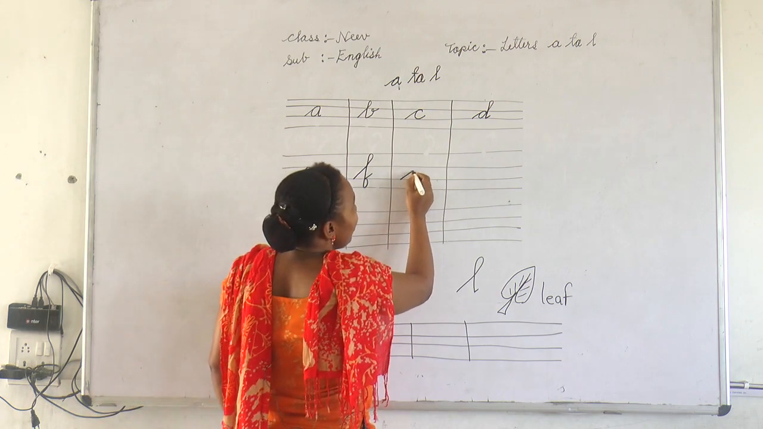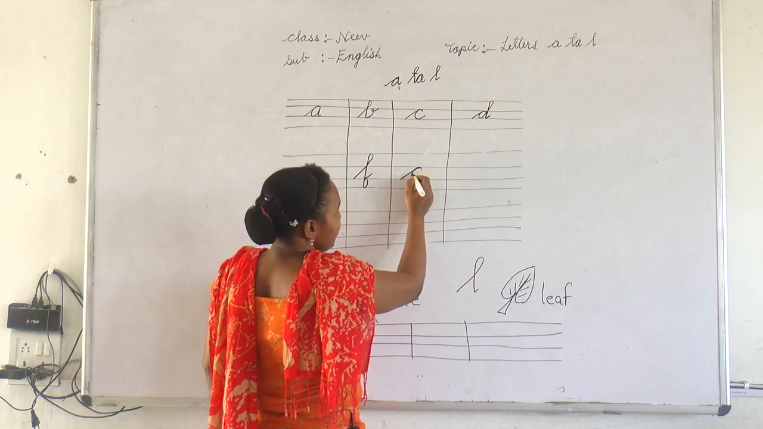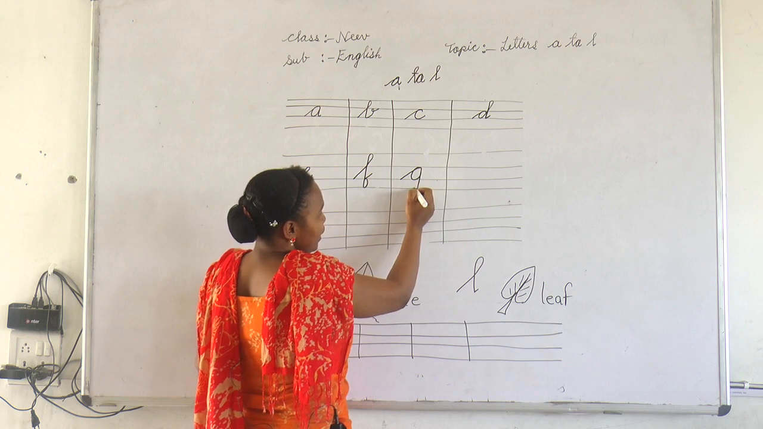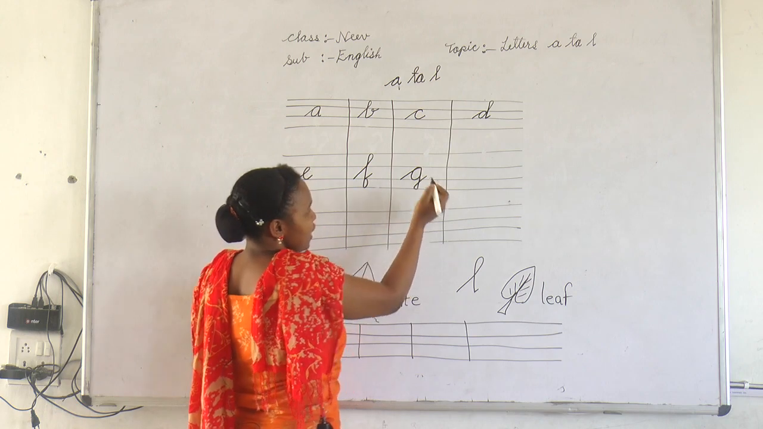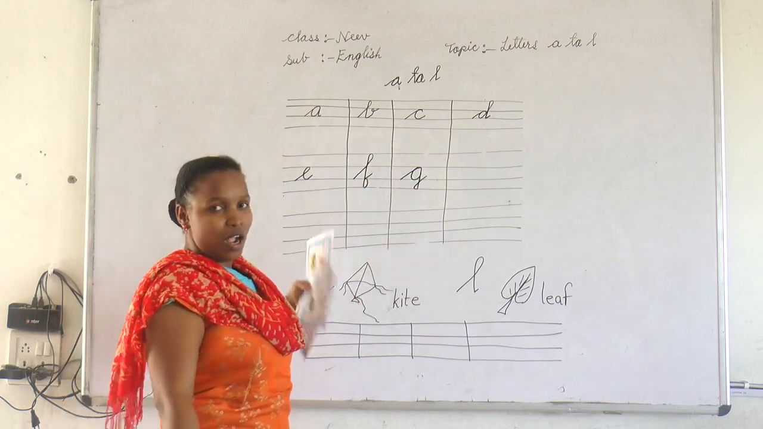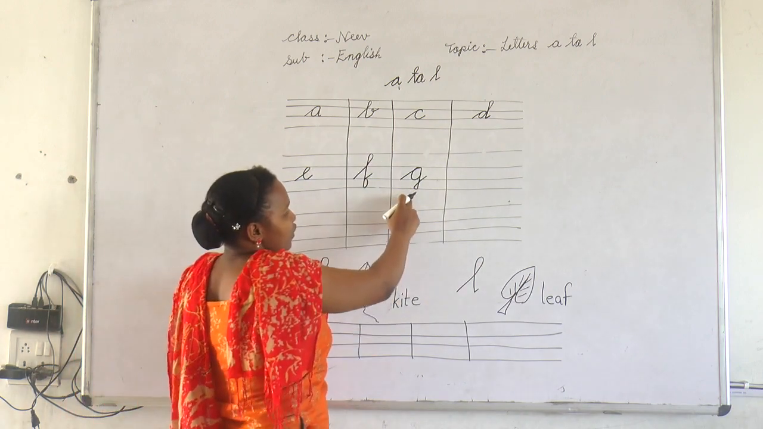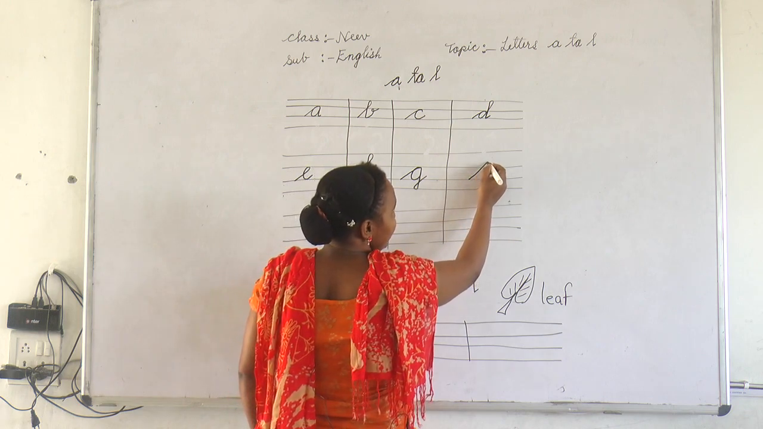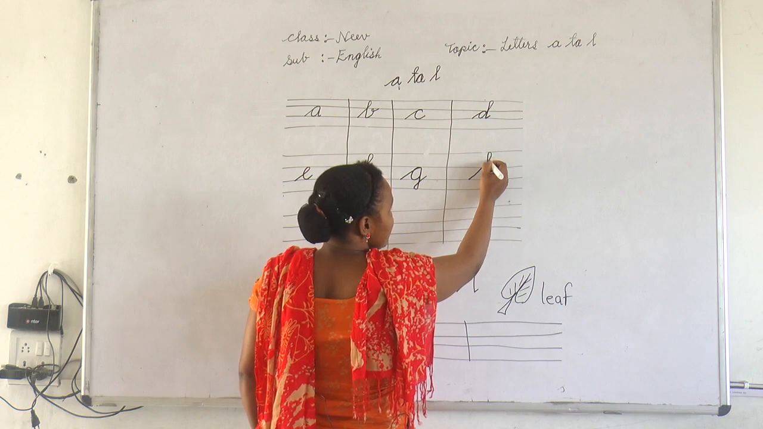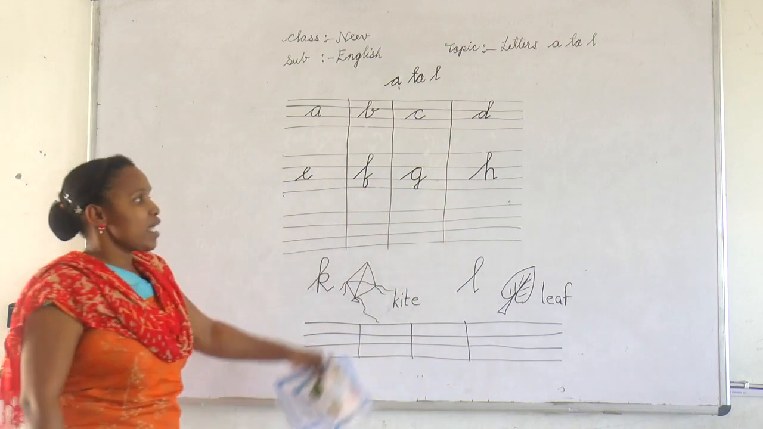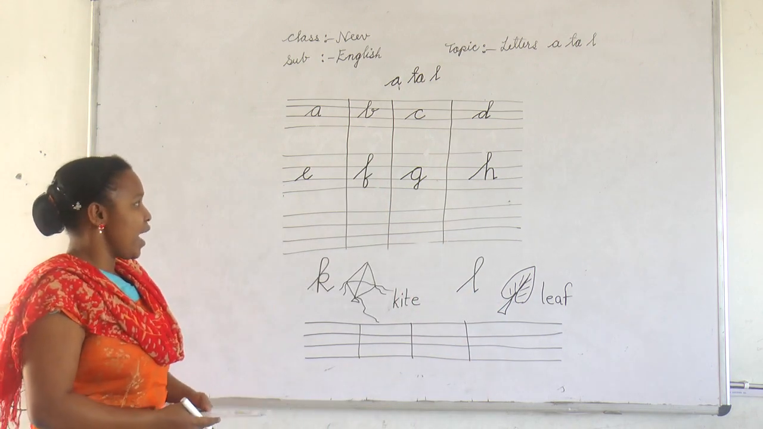Next G, grapes. Make a C, go touch up, come down standing line, turn like this, make a loop, slant line. G, grapes, G, girl, G, gown. Okay. After G, next H you have to write. All the letters will start with the third line like this. Slant line, standing line, then like this you have to turn and write. H. This is H, a hand, H, a hen.